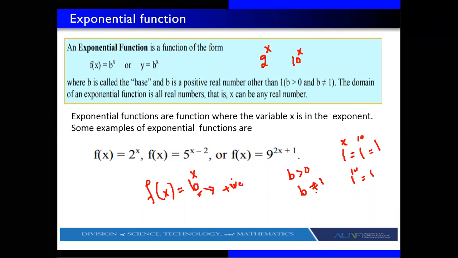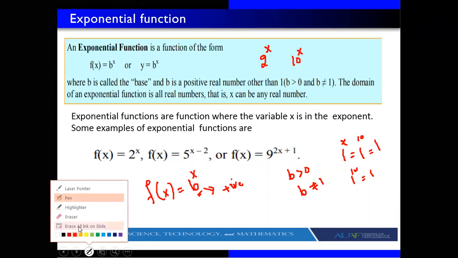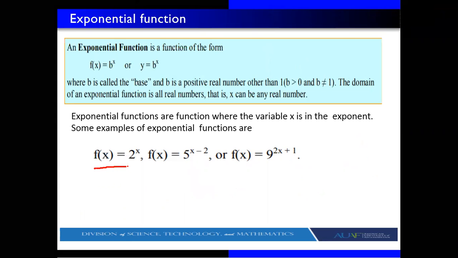So that function is called an exponential function. You can see f of x is equal to 2 power x, where x is in the power. Second, f of x is equal to 5 power x minus 2, so we have x in the power. And 9 power 2x plus 1, where 2x is the power. So when we have a variable in the power, that function is called an exponential function.